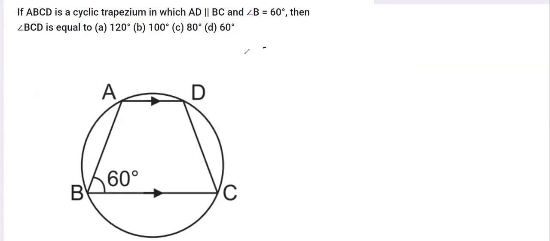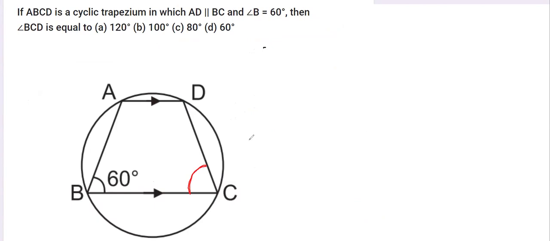Now we are on the next question. It says ABCD is a cyclic trapezium. So two things: one, ABCD is a trapezium, and moreover it is cyclic. Cyclic means all the 4 vertices, that is ABCD, are on the circle, not inside or outside. They are on the circle. And further, we know the value of one angle, that is angle B is given as 60 degree. What we have to find out is angle BCD. This is the angle we have to find out.